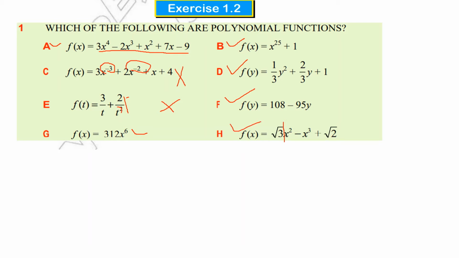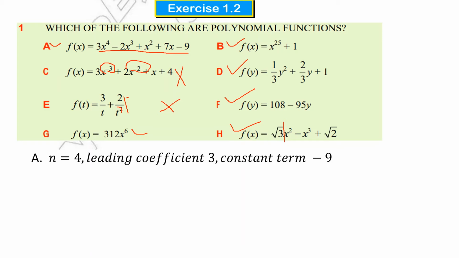So let us see what their degrees, leading terms and constant terms are, as question number 2. If you take A, its degree is 4, n is equal to 4, so this one is the degree, and the leading coefficient is 3. This one is the leading coefficient, and the constant term, or a naught, is minus 9.